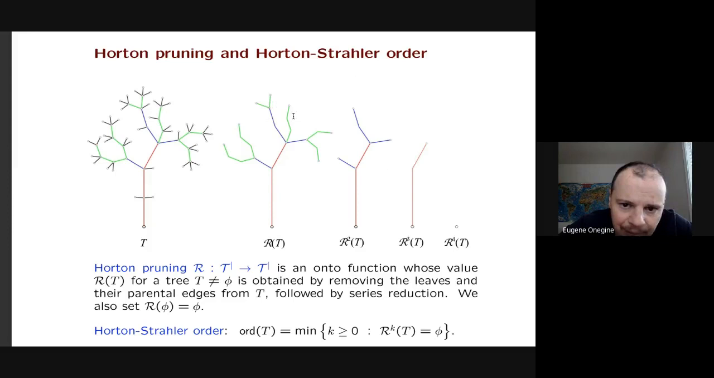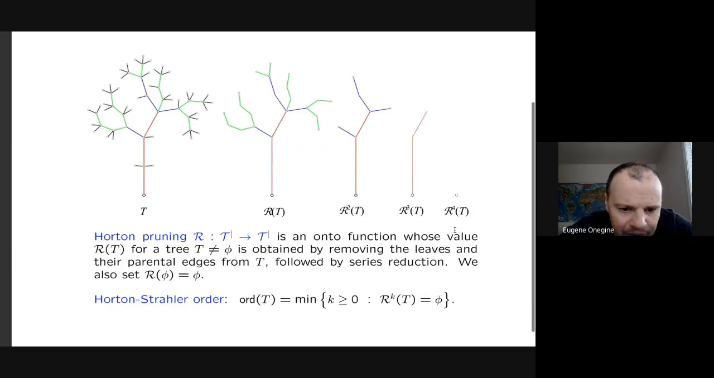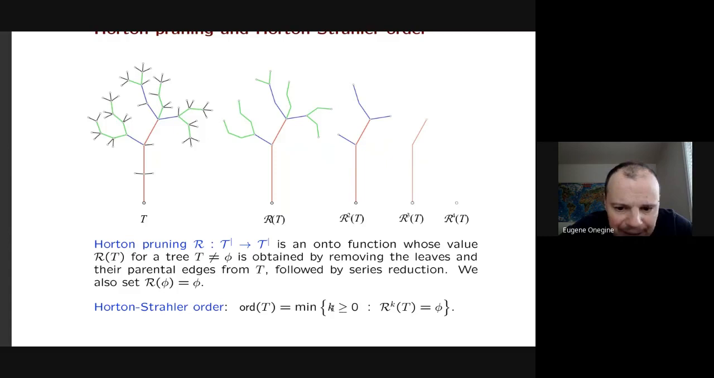Now, what we can do is repeat the operation. We can remove the leaves of the trees that we obtained, followed by series reduction. In other words, we can do one more pruning, and that's what we get. And then we can do one more pruning, and we end up with a tree that consists of one edge connecting the root to a descendant vertex. And finally, we do one last pruning, and we are down to the empty tree consisting of the root. Okay, so it took us four Horton prunings to prune the whole tree to the empty tree. So the Horton-Strahler order of the tree is defined as the minimal number of prunings it takes for the tree to become an empty tree.